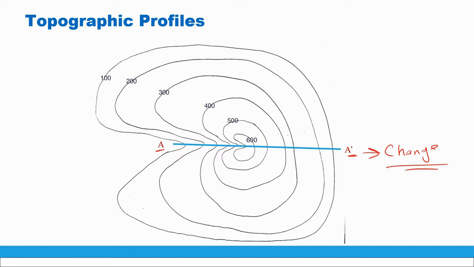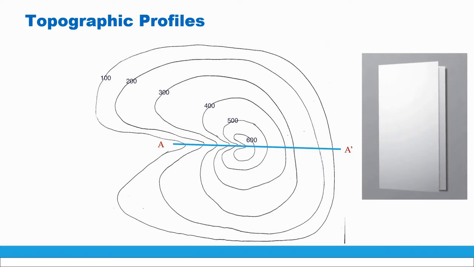So how to draw this topographic profile? In fact, there are a lot of methods to draw the topographic profile from contour lines, and here I'm going to present one of them. First, you need a piece of paper, and it's preferred to be a graph paper to help you in the drawing later. Then you are going to fold this piece of paper in half like this, as you can see here.